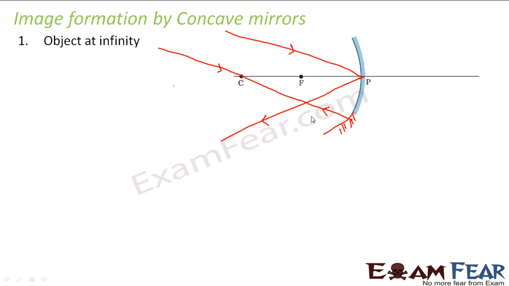Now, what do we know? Where is an image formed? It is formed at a point where the reflected rays meet. So here, this is one reflected ray and this is another reflected ray. So both these rays meet at this point. So that means the image is formed at this point. So this is my image, right? So this is the image which is formed.